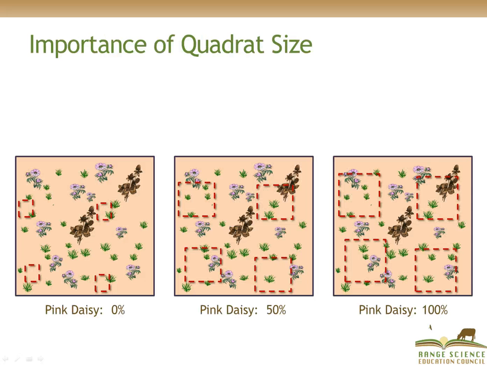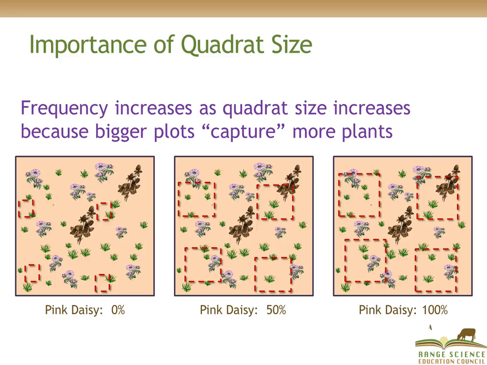And finally, let's address the importance of quadrat size. What we see here are three diagrams, again, of the grass and the daisy and the thistle, and the three diagrams are identical in terms of the plants in the diagrams. The only thing that's different is the quadrat size. We have 4 quadrats, they're located in the same place, but the quadrat size has changed. And if we look at the effect of this on the frequency measurements of the pink daisy, we can see that the frequency increases as quadrat size increases.